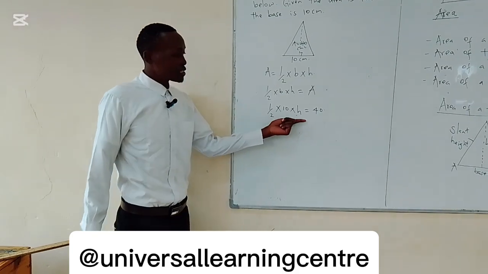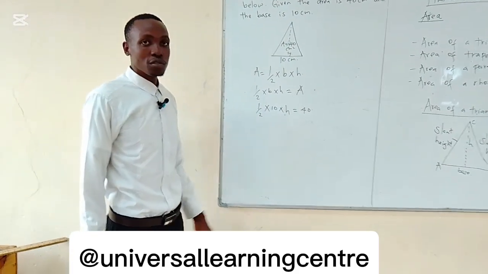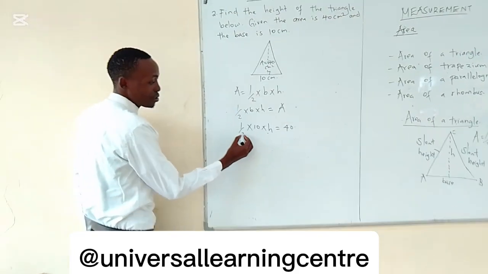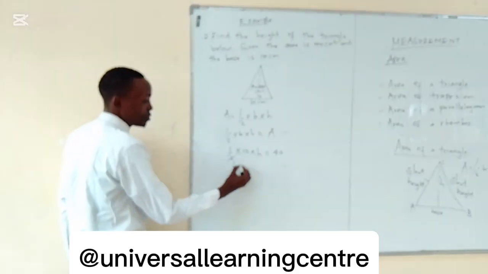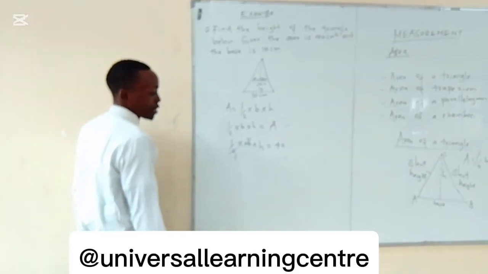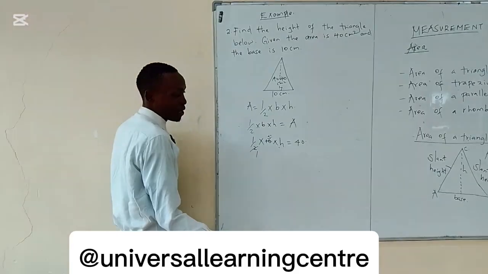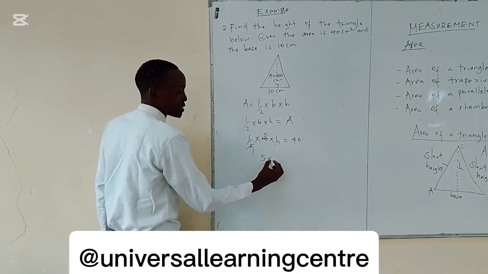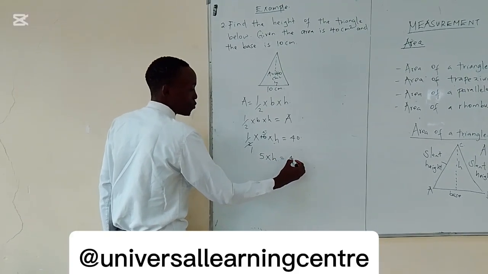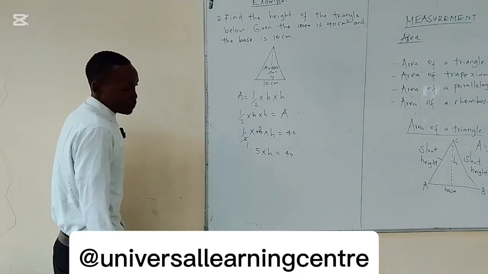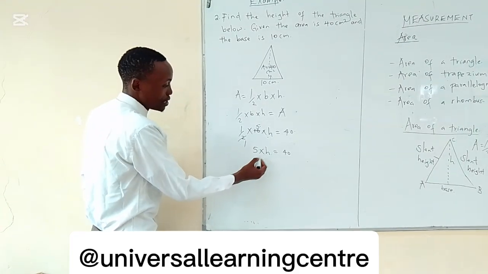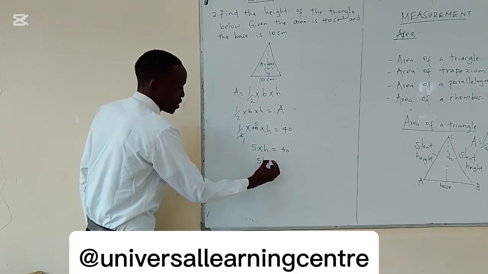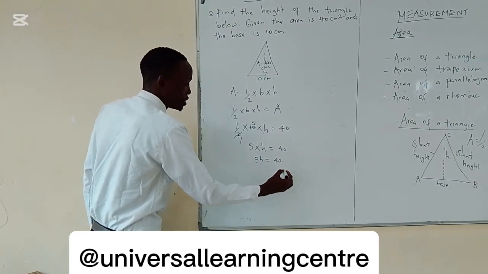Now, work out on this other side, then we equate it to 40. So you can cancel by 2, 1, by 2, 5. Now you can multiply 1 times 5, which is 5. So you have 5 times h, the same as 40. Now, 5 times h, which is 5h, is equal to 40.